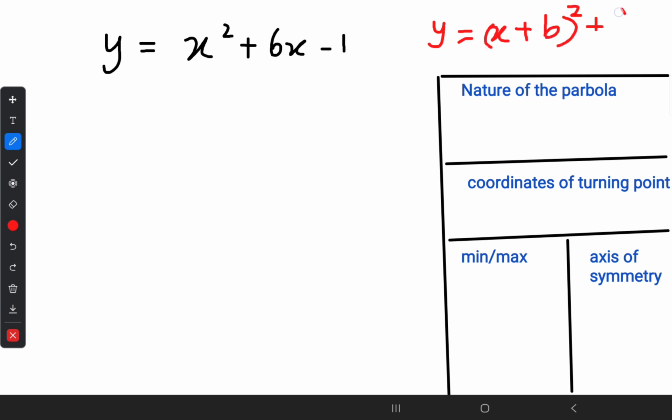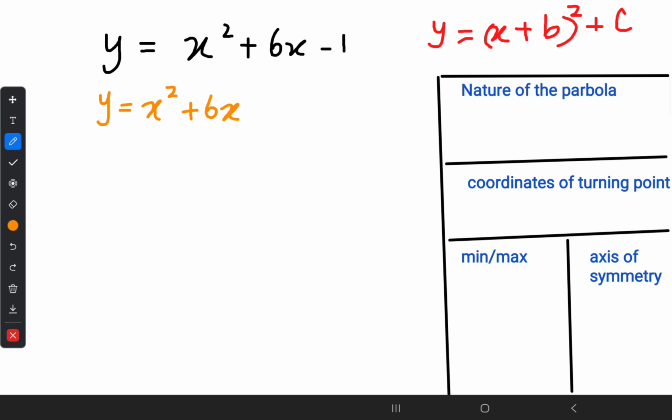This is the standard method we need to convert to find the nature of the parabola, coordinates of turning points, minimum or maximum value, and axis of symmetry. Before that, you have to make this one a square value and a constant. For that, if your coefficient of x square is a positive number, you have to keep it as it is. Thereafter, write the x quantity also itself.